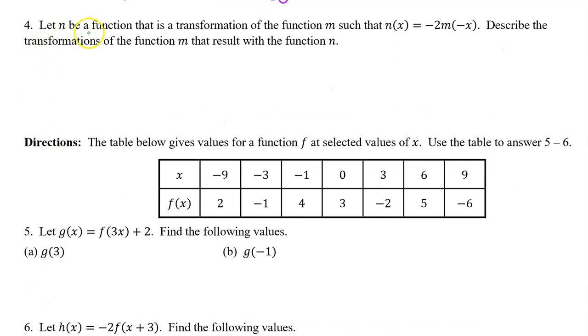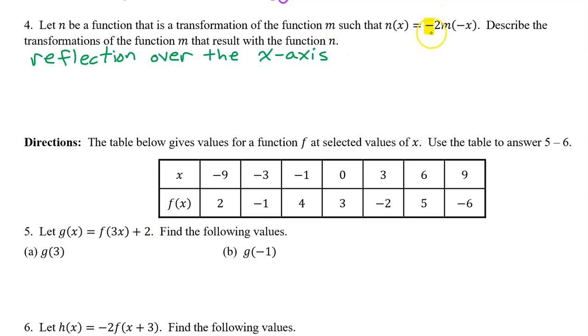Number 4, let n be a function that is a transformation of function m, such that n of x equals negative 2 times m at negative x. Describe the transformations of the function m that will result with the function n.